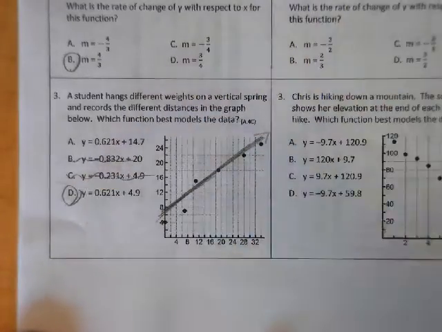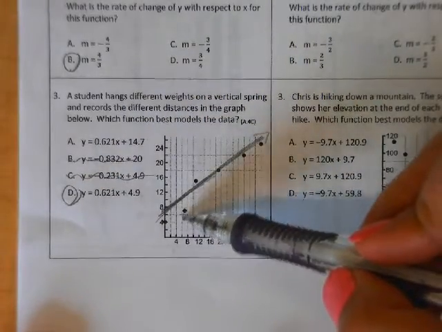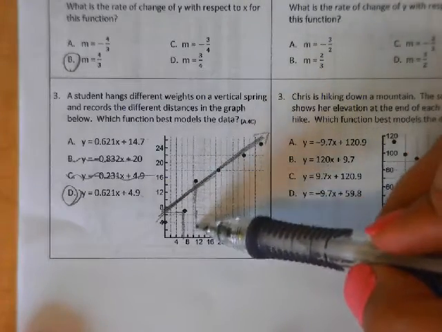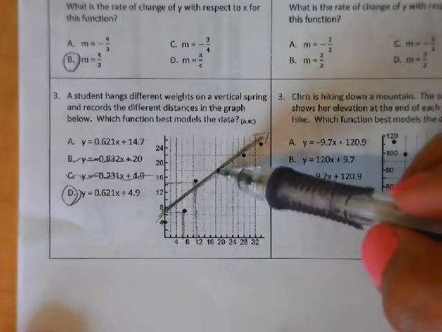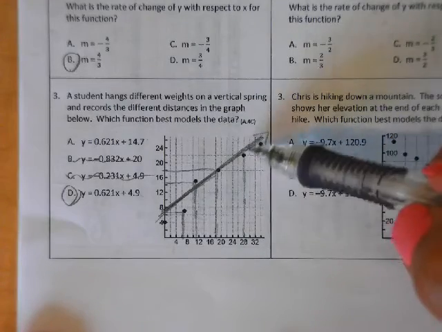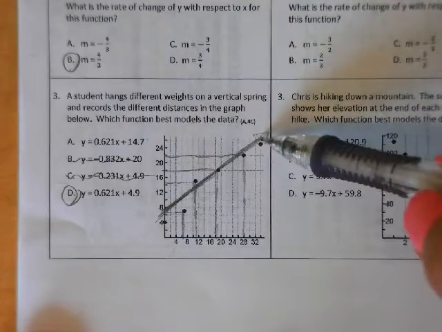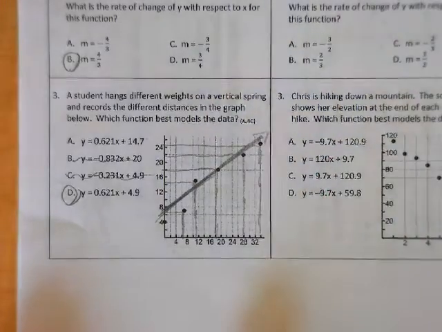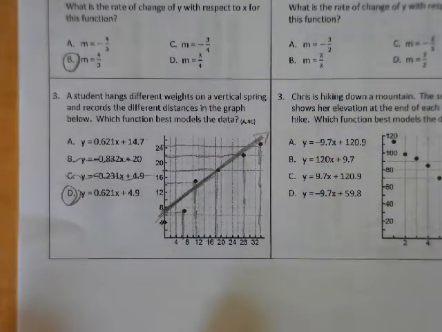Closer to 4.9. Now, this one's a little harder to do because these points are kind of all over. If you wanted to write out these points and put them in the calculator, you can do that as well. You could put the answer choices in the graph and see which one looks similar. Absolutely, that's a great idea.